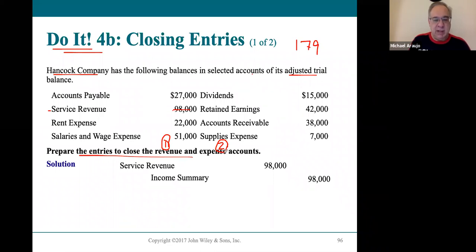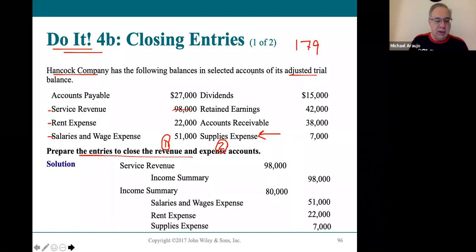Second thing, the expense accounts need to be closed. We have rent expense, salaries expense, and supplies expense. Those are the 3 expense accounts. All of these balances are sitting on the debit side in each of those accounts, so each of these accounts needs an equal credit. The total will go to income summary. Here we have a total of $80,000 of expenses, and each individual expense account is zeroed out with an appropriate credit.